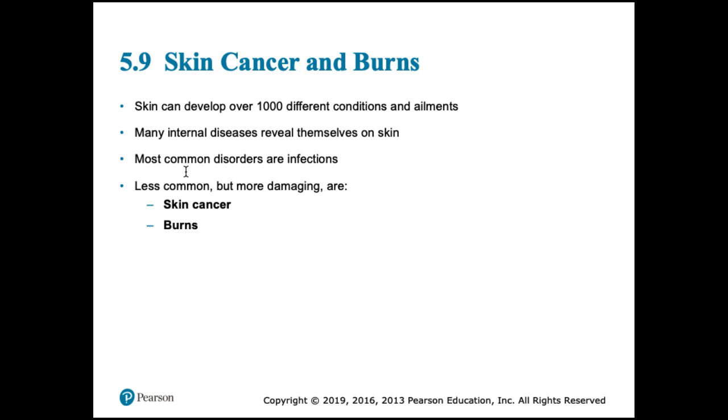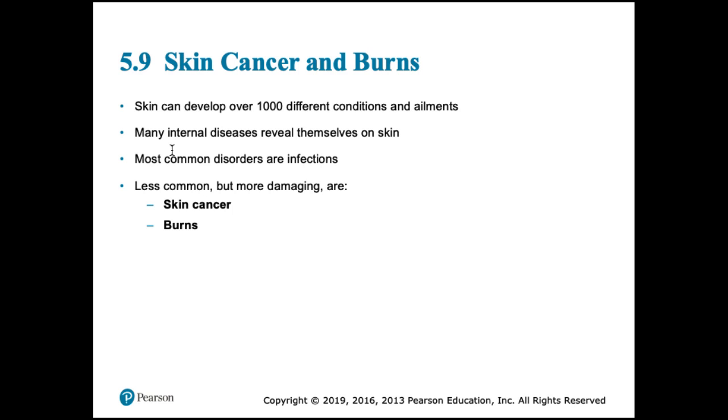And with regards to skin cancer, the skin can really develop over 1,000 different skin conditions and ailments, and many internal diseases can actually reveal themselves on the outside of the skin. Way early in the chapter, I was talking about pigments and how sometimes we can see pigments produced that will change the color of our skin, and this can indicate bad news, like jaundice.